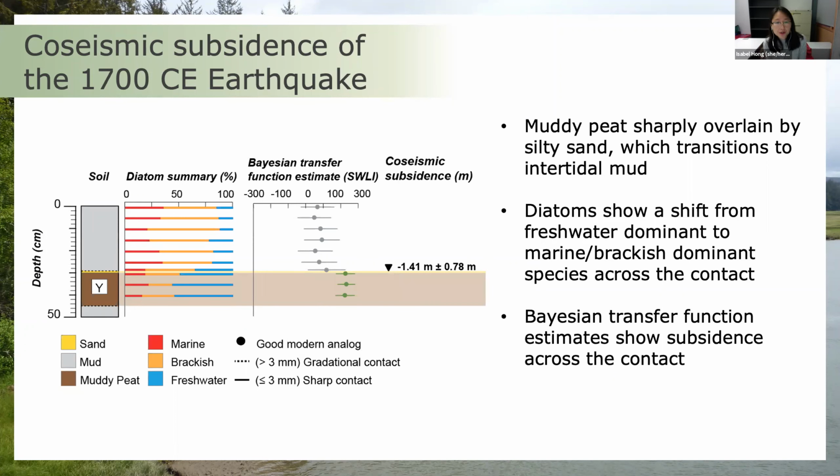The Bayesian diatom transfer function then produced estimates of paleo elevation, which you see here with the circles, with 1 sigma uncertainty shown with the whiskers. What we find is that the Bayesian transfer function did show a sudden drop in elevation concurrent with that contact. The filled circles show that we have good modern analogs, and so these reconstructed paleo elevations are reliable. That difference in elevation that we observed is a change of about 1.41 meters plus or minus 0.78 meters.